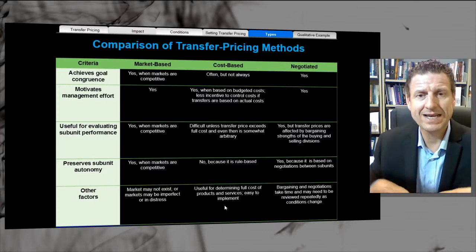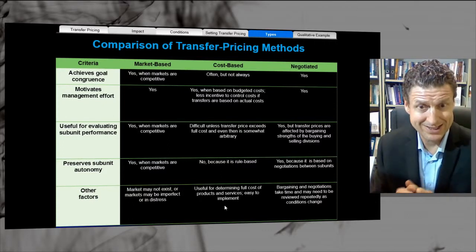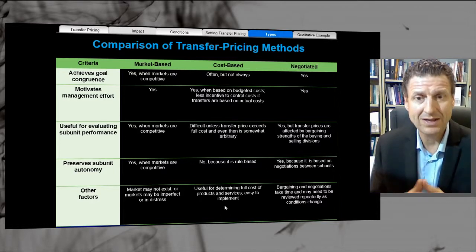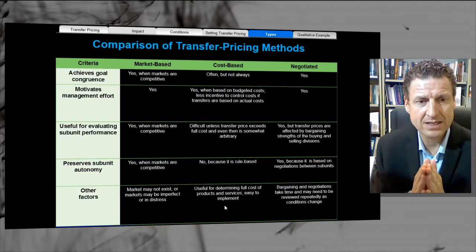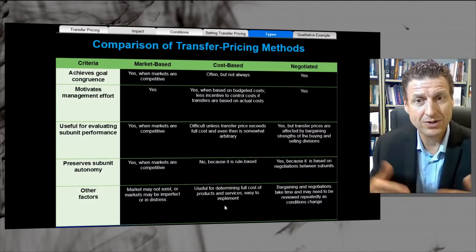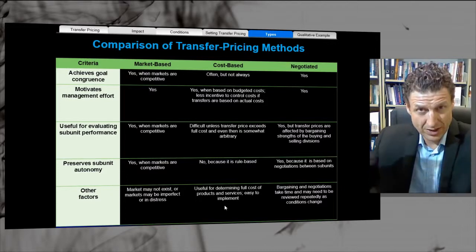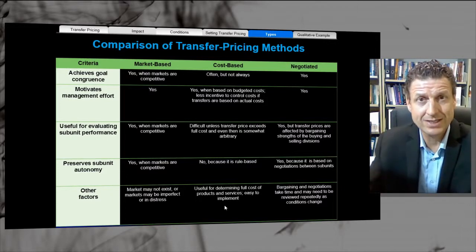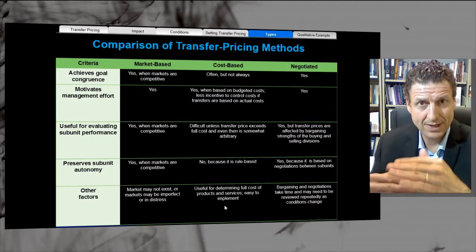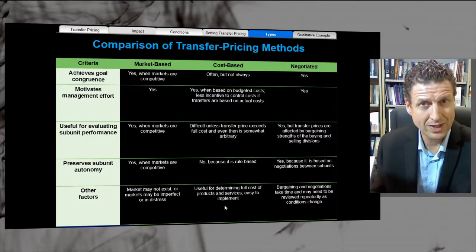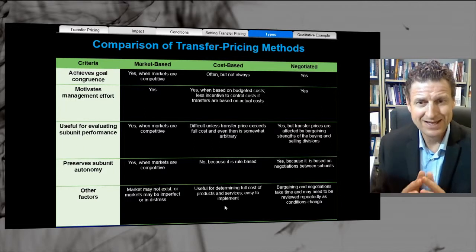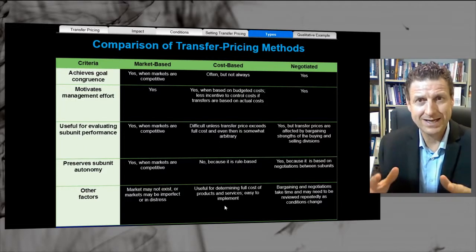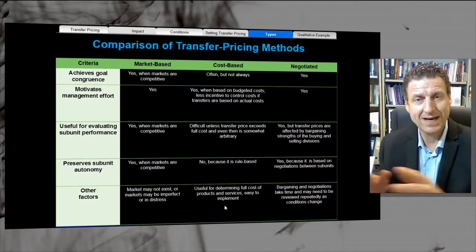For evaluating performance, it's difficult unless the transfer price exceeds the full cost. Even then, it's somewhat arbitrary. All right. What about cost base? Does it preserve subunit autonomy? No, because it's rule based. In other words, it's sort of like a top down: this is the transfer price that you need to use. It's your cost plus a certain percentage. There's a rule there, and divisions don't have autonomy to decide what the value of that transfer is. So as you can see, cost base does achieve some objectives but doesn't achieve other objectives.